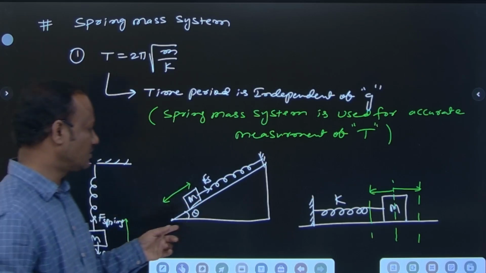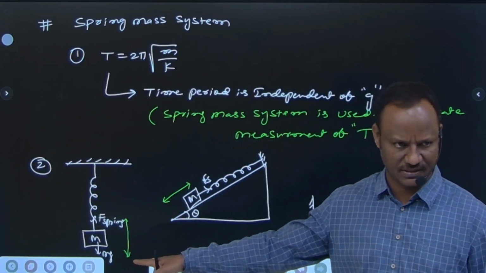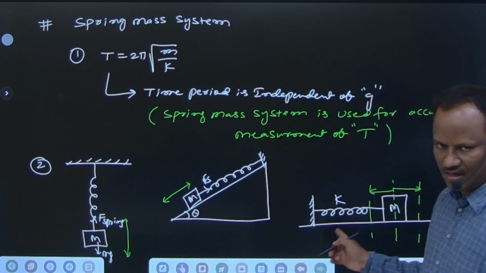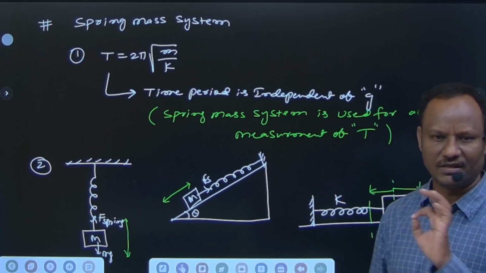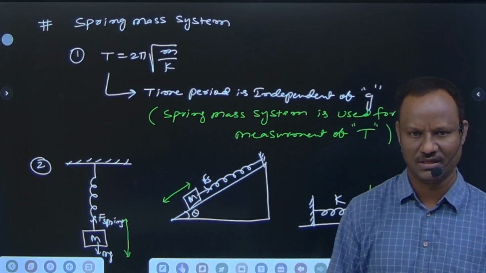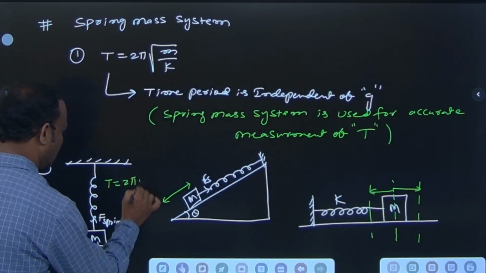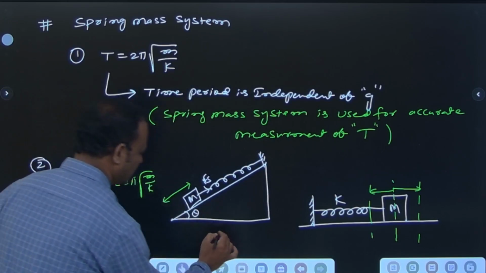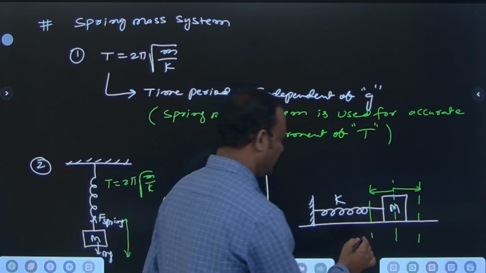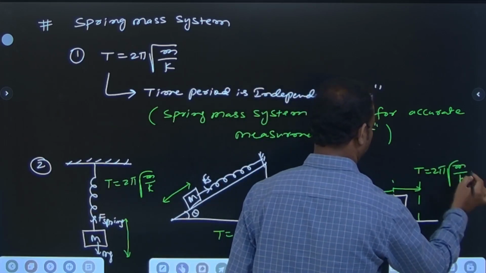When it is making the oscillations from its mean position in different situations, one is vertically suspended, next is on the inclined plane, next is horizontal. The time period does not change. It remains constant. There is no dependence on g. So I can say T is equal to 2 pi under root of M by K. Its time period T is equal to 2 pi under root of M by K.